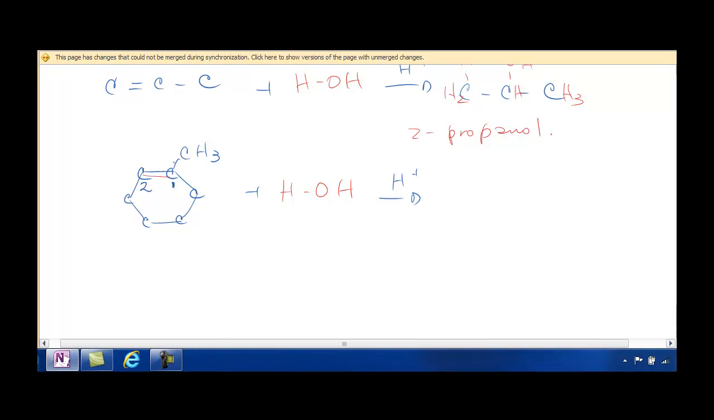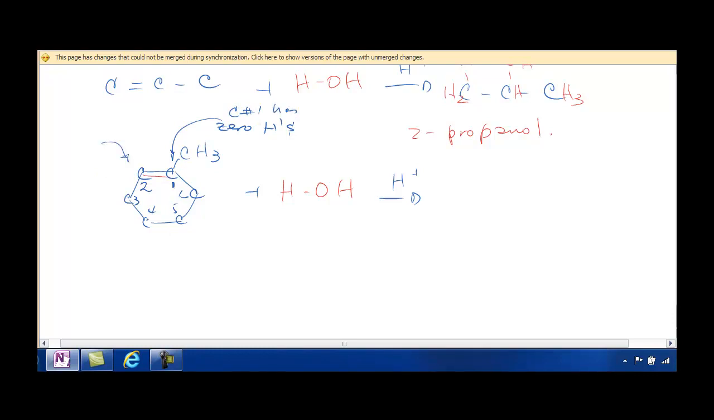Carbon 1 has 1 bond to the methyl. That's 1. 1 bond to carbon 6. And 2 bonds to carbon 2. So does it have any hydrogens? This guy has 0 hydrogens. Did you see that? Because carbon has a valence of 4, and it's taken 1, 2, 3, 4 bonds. It doesn't have a 5th bond for hydrogen. Okay, so carbon number 1 has no hydrogens.